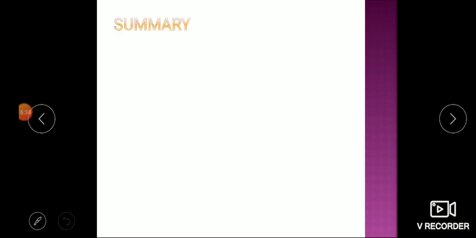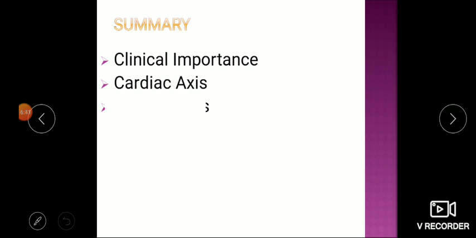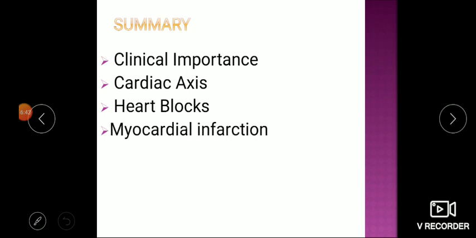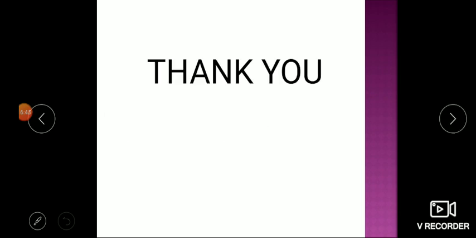So just to summarize, we have learned today the clinical importance of ECG under these heads, that is cardiac axis, heart blocks and myocardial infarction. So here we are completing the physiology on the clinical significance of the electrocardiogram.